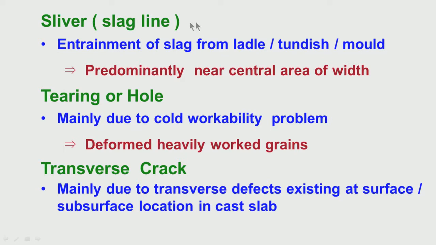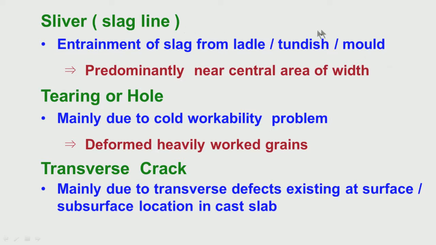Now, sliver, as I was telling you, is another type of defect. Some people call it a slag line, because it is basically entrainment of slag. It can be either from ladle or tundish or mold. It normally happens not towards the edge of the rolled product, but in the middle portion of the width of the product. Whether it is from ladle or tundish or mold, as I have told you earlier, you can identify this when you analyze through EDX or WDX.